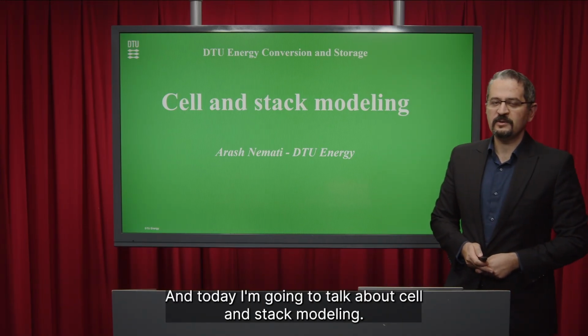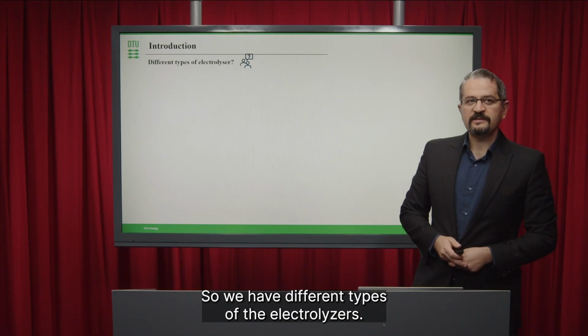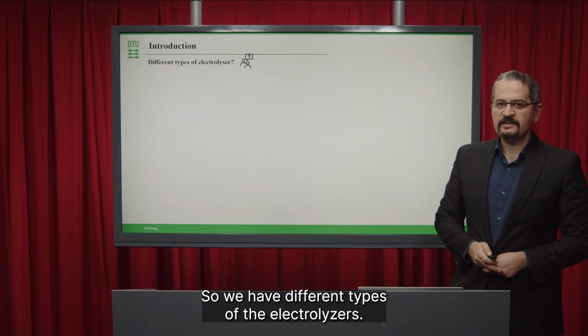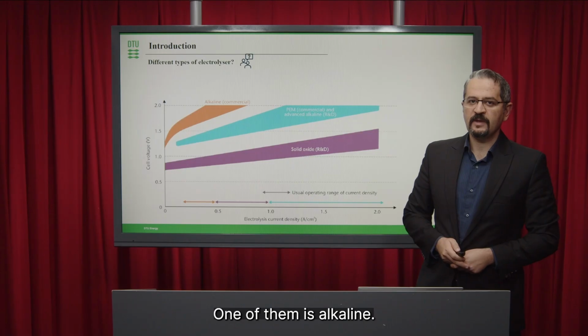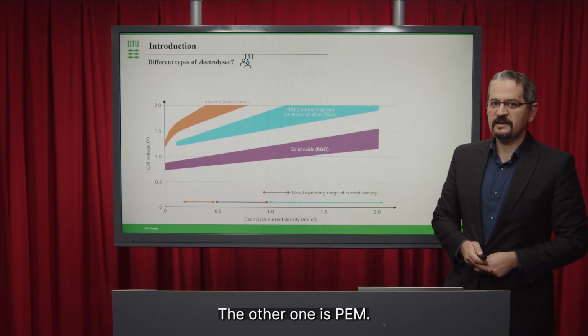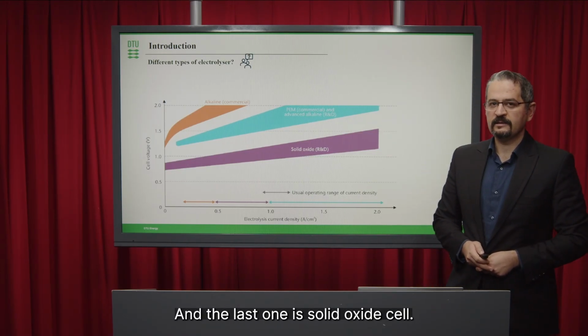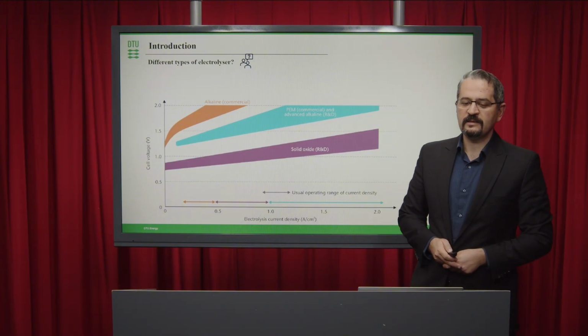Today I'm going to talk about cell and stack modeling. So we have different types of electrolyzer. One of them is alkaline, the other one is PEM, and the last one is solid oxide cell.